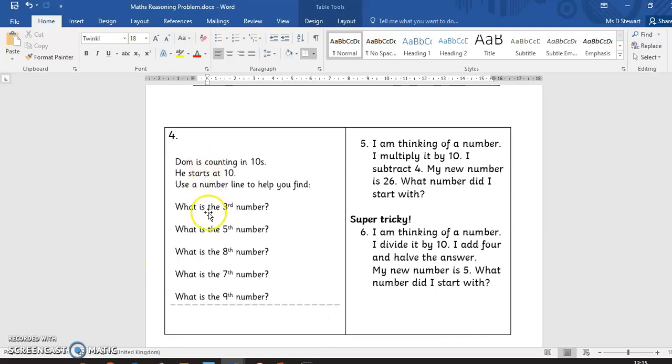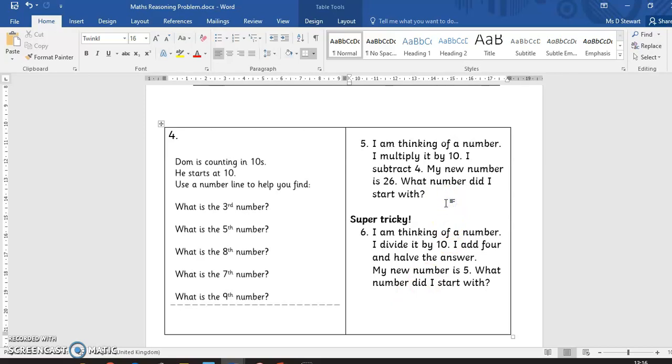And we've got a different problem here for you to solve. This one you need to think about how you might lay it out. It gives you a clue. Use a number line to help you find, if Dom starts counting in tens starting at 10, what his 3rd, 5th, 8th, 7th and 9th numbers are. Be careful because they're not in order there.